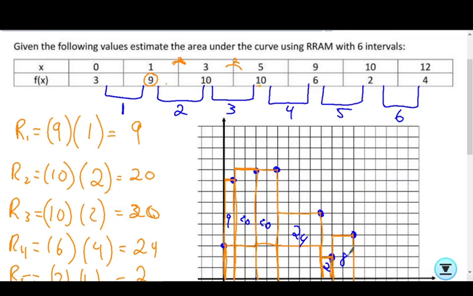So the main difference is that our widths are not all the same, so we can't just add up our heights and multiply by the common width. We had to find each individual area first, and then add them all up.